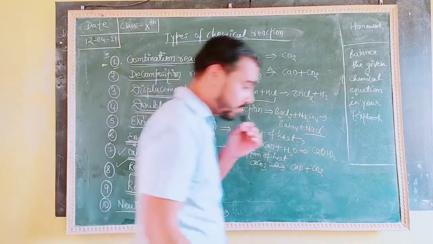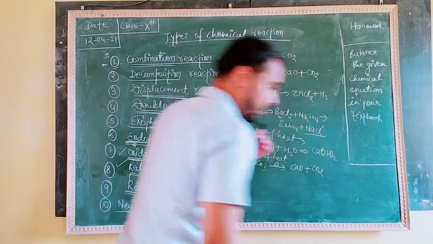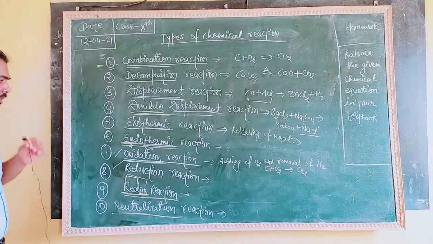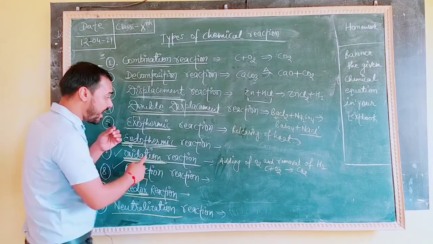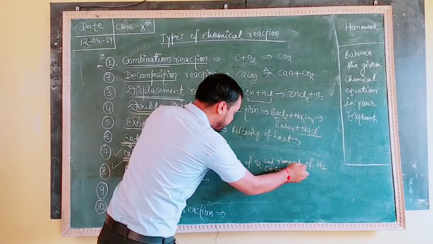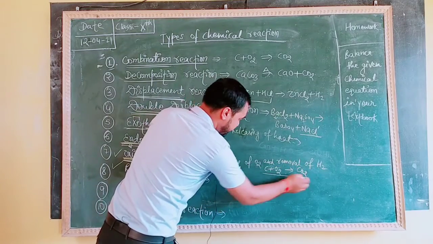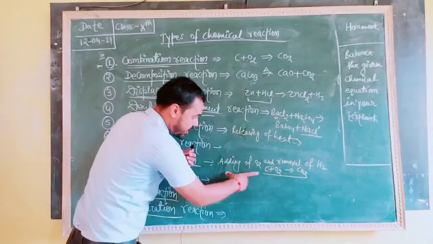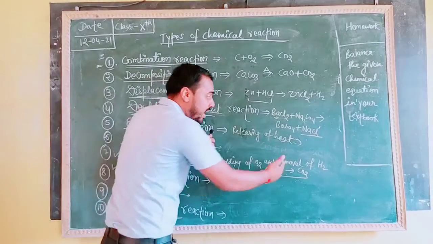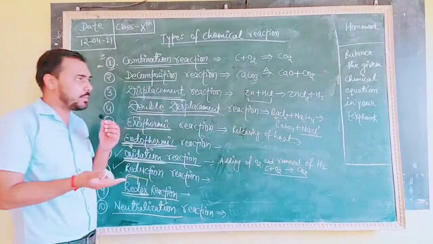Now the next topic is oxidation reaction. What will you understand by oxidation reaction? Oxidation means, what I told you, adding of oxygen and removal of hydrogen. Here you can see the example: when carbon reacts with oxygen it forms carbon dioxide. So here oxygen is adding, or we can say removal of hydrogen. We can take the example of it also.